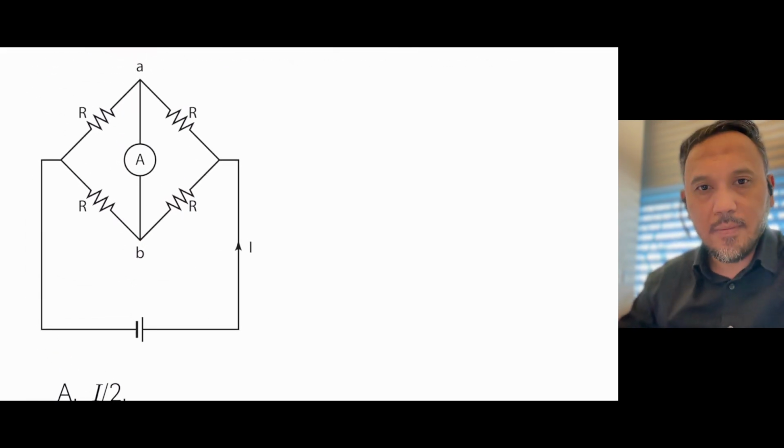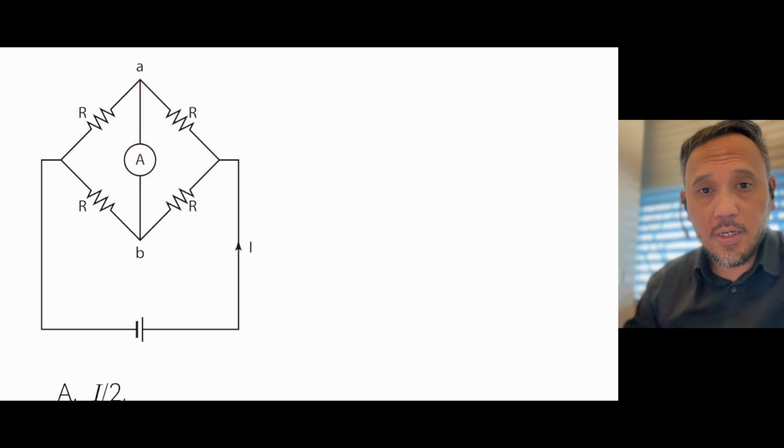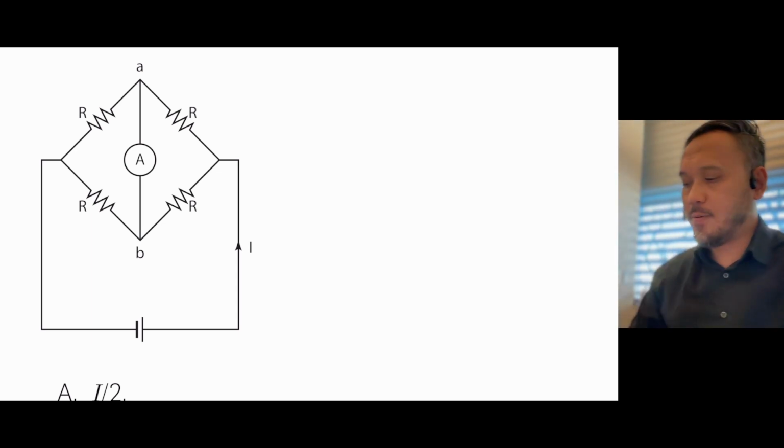If I place an ammeter, which is a device that measures the current, the question is, what does the ammeter say? What is the current that the ammeter measures?